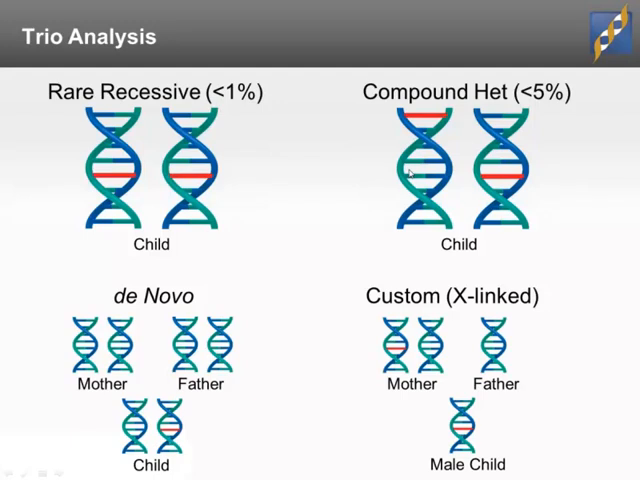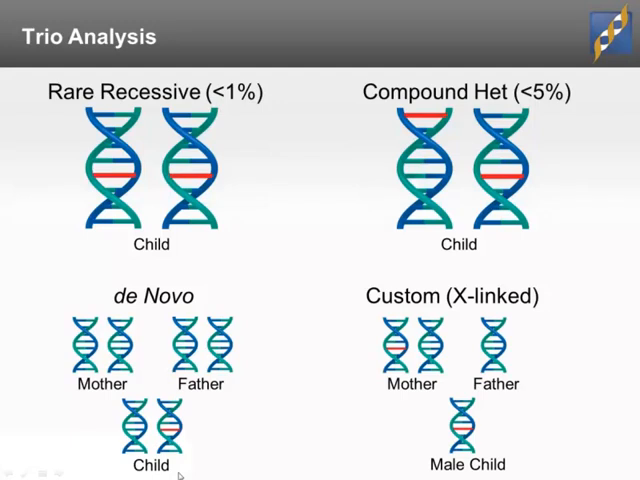A compound het. The child has a heterozygous call in at least 2 places within the same gene. To be a compound het, an alternate allele has to come unambiguously from the mom at one position and another from the dad at a different location within the same gene. For this model, we will consider only variants with an alternate allele frequency less than 5%.